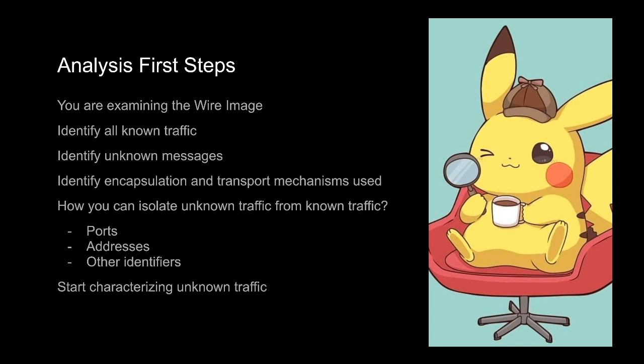Within those, you want to identify what the encapsulation and transport mechanisms are, right? Like, is it going over TCP or UDP, or is it some sort of other Ethernet protocol? Those are the questions to ask yourself to be able to build a model of what the communication is. After you do that, you want to start to isolate the unknown traffic from the known traffic and anything that's interesting to you. You can use ports or addresses or any other identifiers to filter out the unknown protocols from the known stuff. And after you do that, you can then start grouping things together and characterizing any unknown traffic.